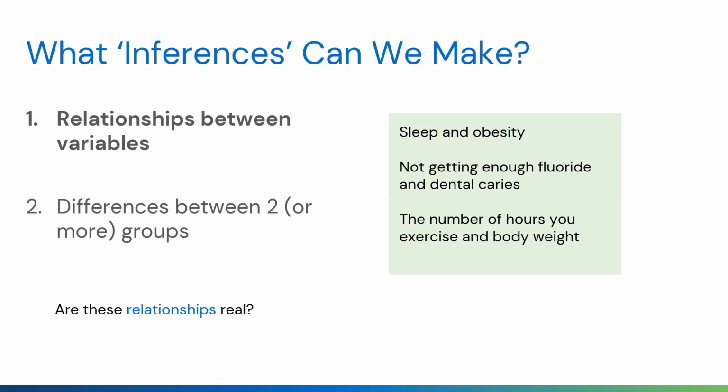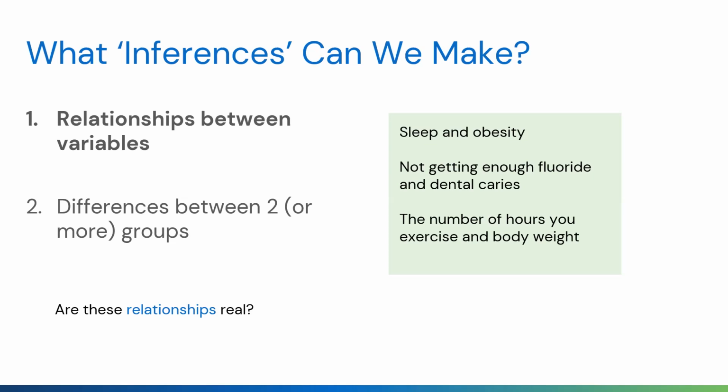Okay, so you might want to understand relationships between variables within your data set and to examine those very specific relationships. Are things related to one another? Does one inform the other? What happens to one when you change the other? So for example, sleep and obesity, is there a relationship between them? Does not getting enough fluoride relate to the number of dental caries that children have? Or does the number of hours you exercise relate to body weight? And if so, in what direction and how, what is that relationship?